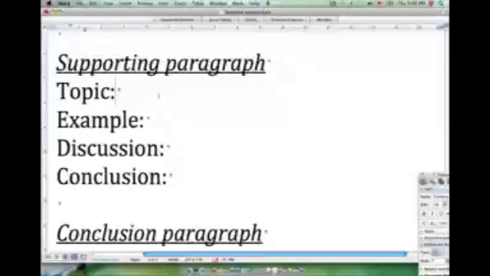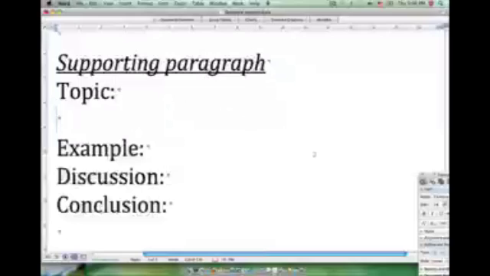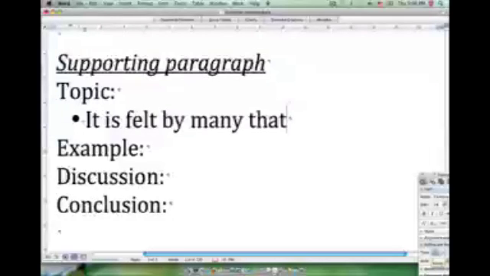Now, in stating your topic, as you remember, on a discussion essay, this is not your opinion, this is the opinion of someone else. So you might try a phrase such as, it is felt by many that, and then whatever that opinion is. It is felt by many that chimpanzees are the most intelligent animals on the planet, aside from humans.